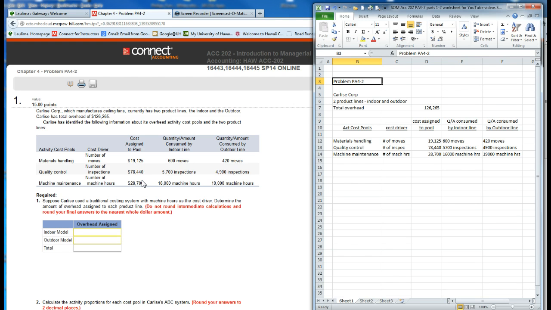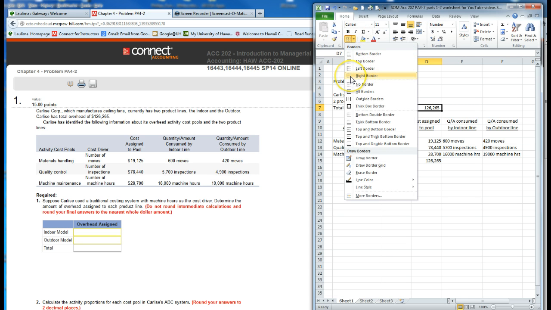So you can see that the cost driver for each activity cost pool is very closely related to what actually happens in the manufacturing process, in each activity cost pool. And then we have costs assigned to the various pools. So you can see those three amounts. Now, if we were to add up these three amounts, what would you expect the total to be? If you say total overhead, you're correct. So the three amounts that have been assigned to each cost pool in total would be equal to the total overhead that the company has.